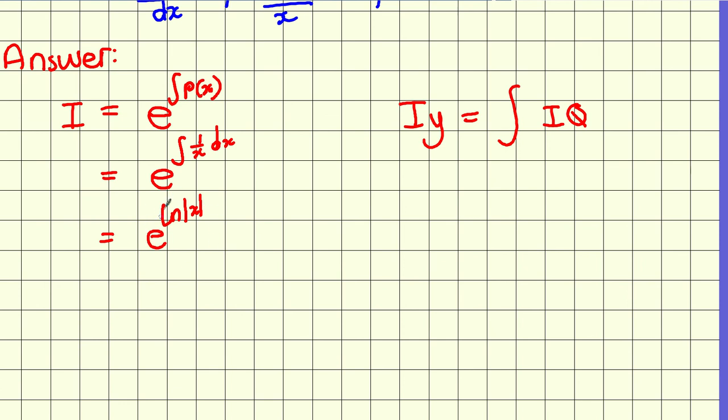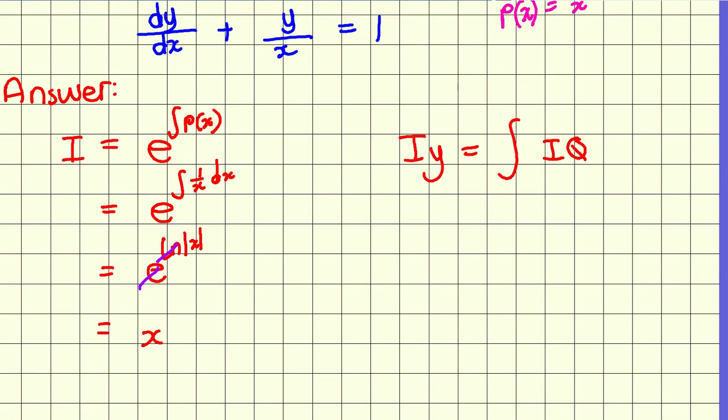Now can you see we've got an e and an ln next to each other, and they're actually opposites of each other, so they cancel off. So our integrating factor here is just going to be x in this case, right? And that will always cancel in some way or form to make your life that little bit easier, right? So that gets you a mark for working out the integrating factor.